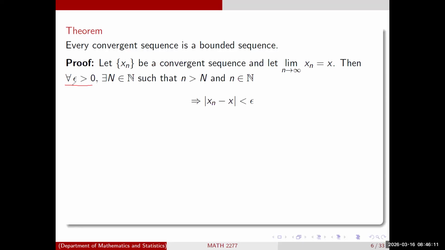The definition of convergence says, for every epsilon, I can find a natural number big N, which is fixed, such that if I take terms in my sequence beyond this big N, then the distance between those terms and this number x will be within epsilon. That is the definition of convergence.